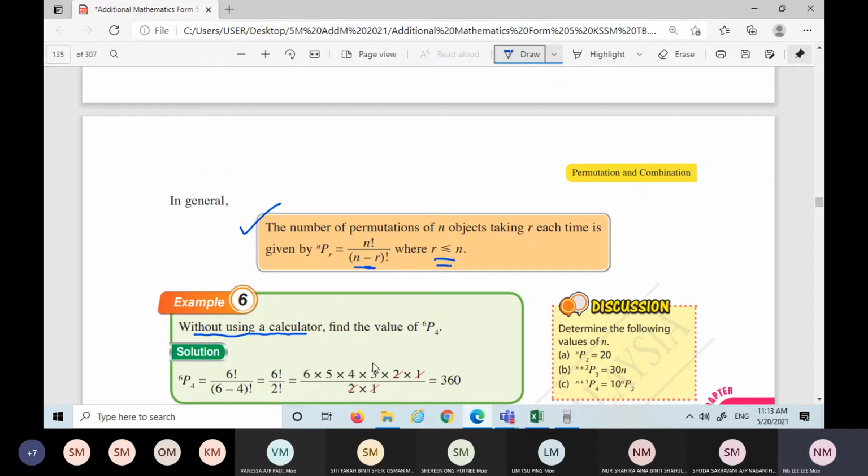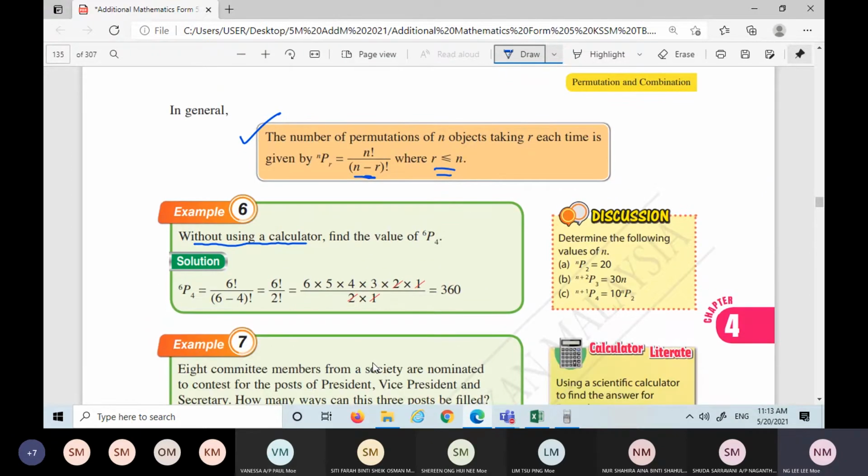So this one you can do in this way. You still remember that day. 6 factorial, you can write out 6 times 5 times 4 times 3, and then the last 2 factorial. Never mind, you can write 2 factorial over the 2 factorial, then cut. Then these 4 numbers you multiply, you get 360.